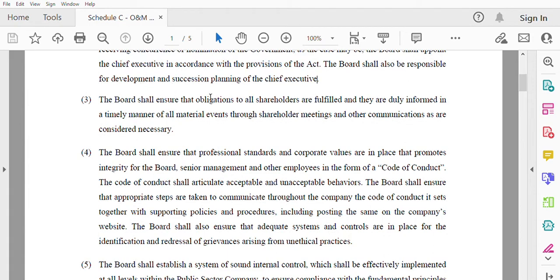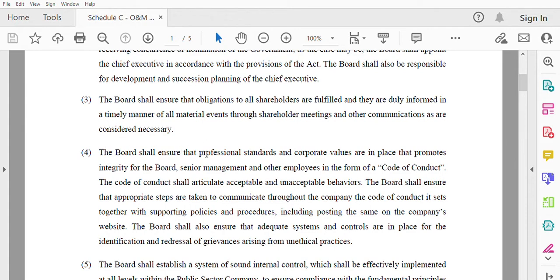The third point is that the board shall ensure obligations to all shareholders are fulfilled and they are duly informed in a timely manner of all material events through shareholder meetings. So it is the board's responsibility to inform the shareholders of all significant events, and one way is to disseminate important information through various platforms. It's the company's website, its social media pages, for example LinkedIn. Almost all companies today do have accounts on LinkedIn, and they post significant material information through social media. So that is also a way to disseminate information, and of course there are formal channels also.